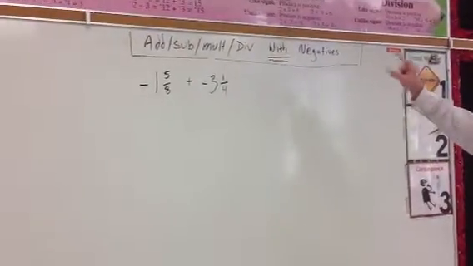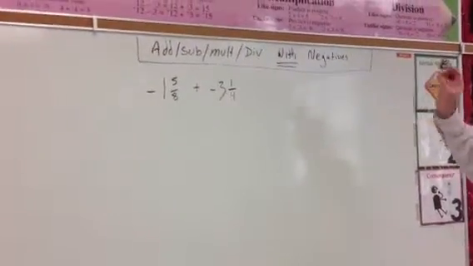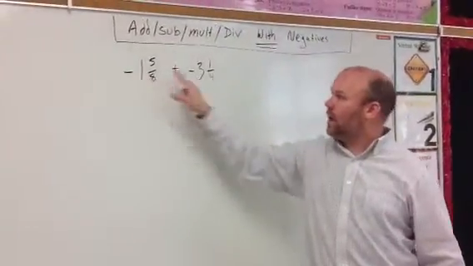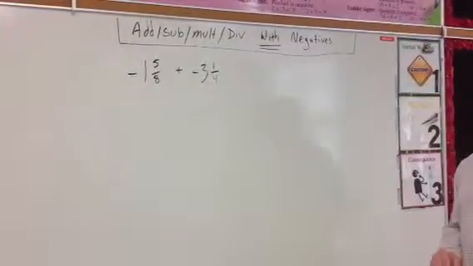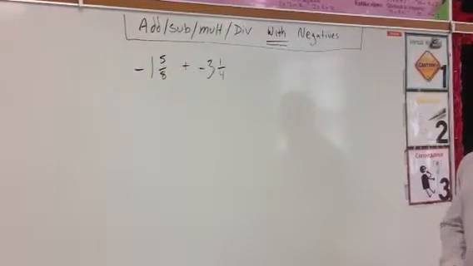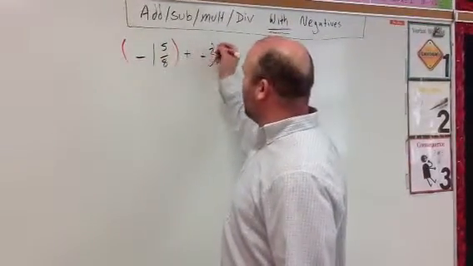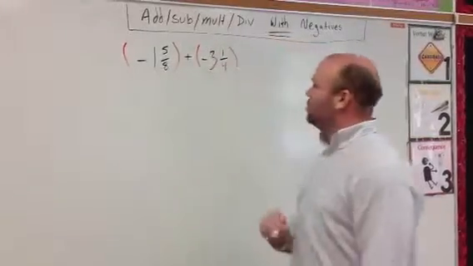Subtracting, multiplying, and dividing with negatives. This example is going to show us how to add, subtract, multiply, and divide fractions that include a negative in front. Okay? Alright, so what we're going to do is remember, we're going to put each thing that is being added, subtracted, multiplied, and divided into parentheses.